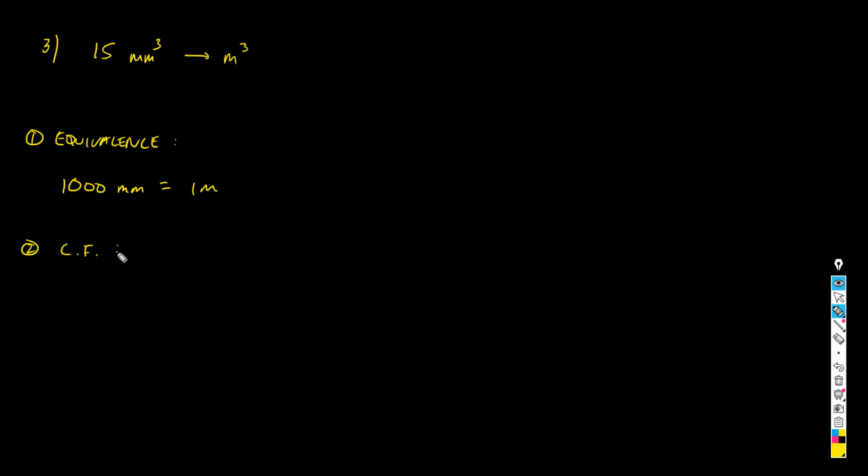Next example, number 3. How about the following? Let's convert 15 cubic millimeters into cubic meters. Okay. Number 1, the equivalence. We know that 1,000 millimeters equals 1 meter. Number 2, let's write down the conversion factors.